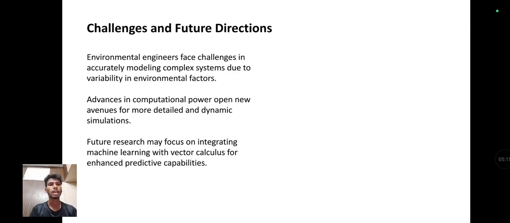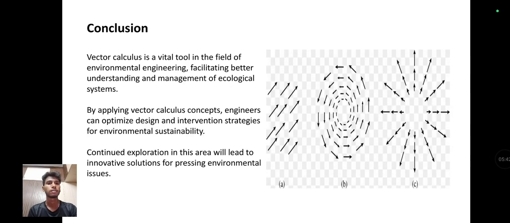Next, we will see the challenges and future directions. Environmental engineers face challenges in accurately modeling complex systems due to variability in environmental factors. Advances in computational power open new avenues for more detailed and dynamic simulations. Future research may focus on integrating machine learning with vector calculus for enhanced predictive capabilities.